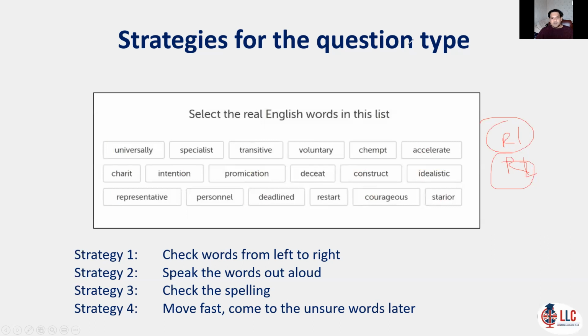So now let me solve this question following all of these four strategies, just as a demonstration. So I get this question, and I read the prompt. Select the real English words in this list. Okay, universally, it's a word. Specialist, spelling, specialist. Yeah, it's correct. It's actually correct, so it's not a problem. Transitive. I'm not sure. I'll come back to it later on. Voluntary, spelled correctly. It's fine.